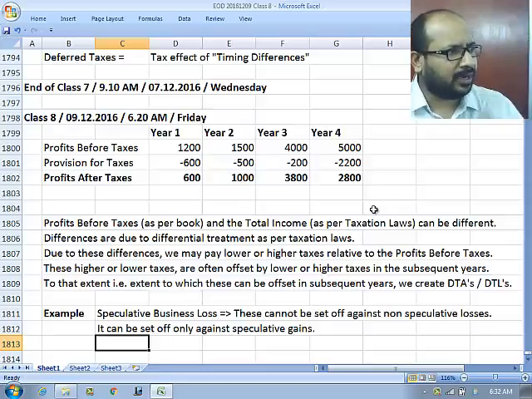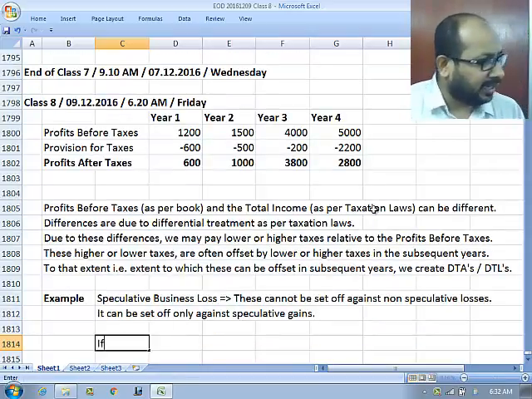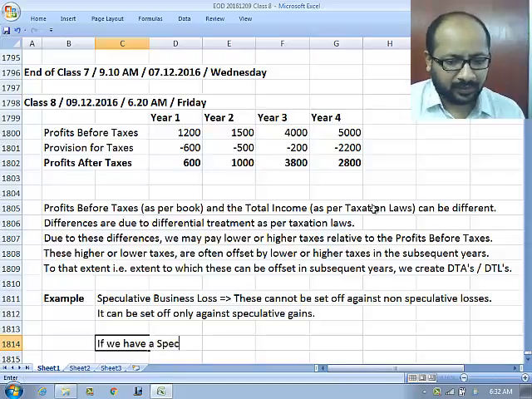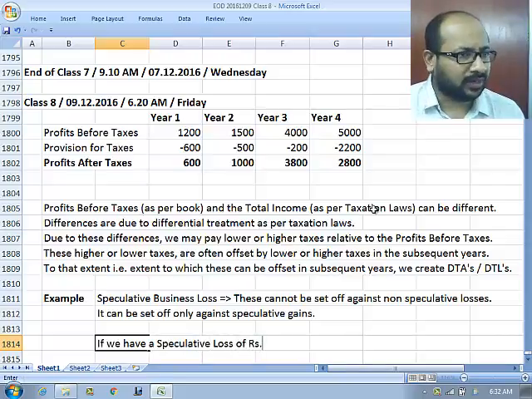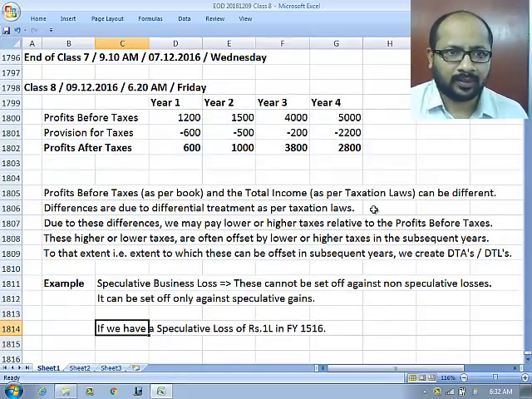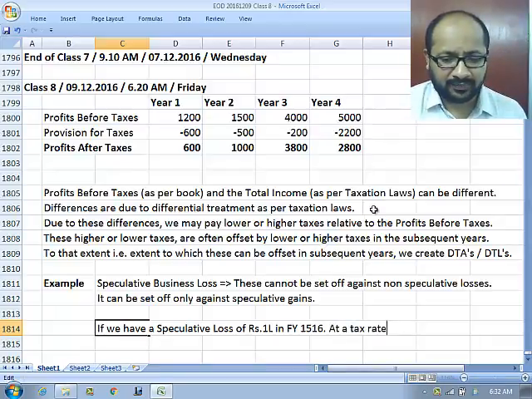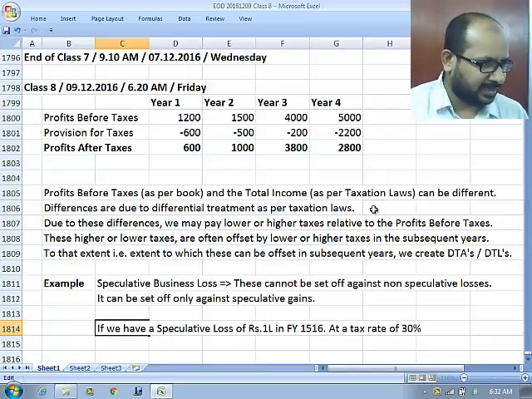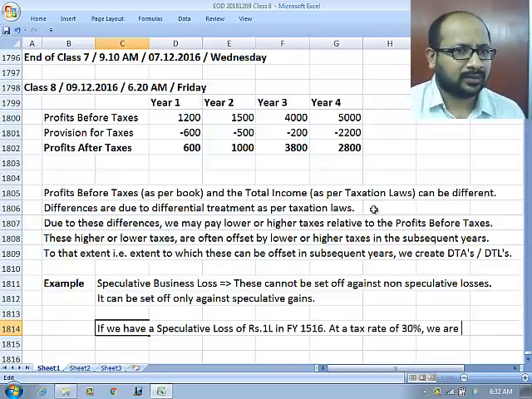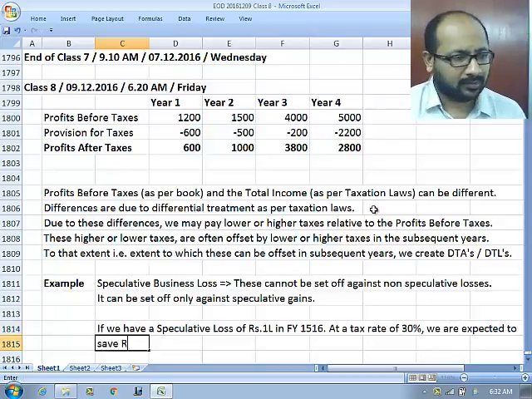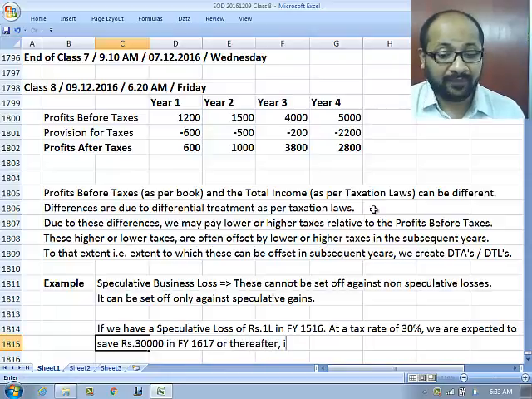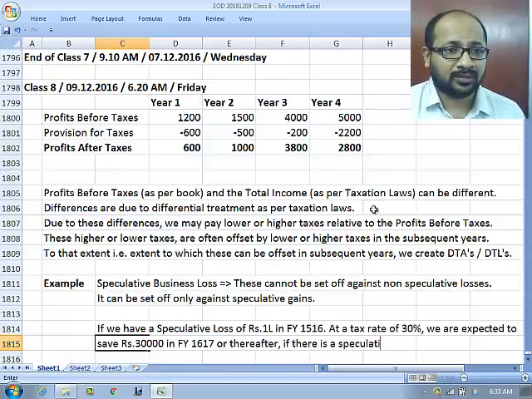It's a very standard scenario that we see in almost all your taxation provisions. Now let's understand this idea. Let's say that we have a speculative loss of around 1 lakh in financial year 15-16. At a tax rate of 30% net, we are looking at saving rupees 30,000 in financial year 16-17 or thereafter if there are speculative profits.